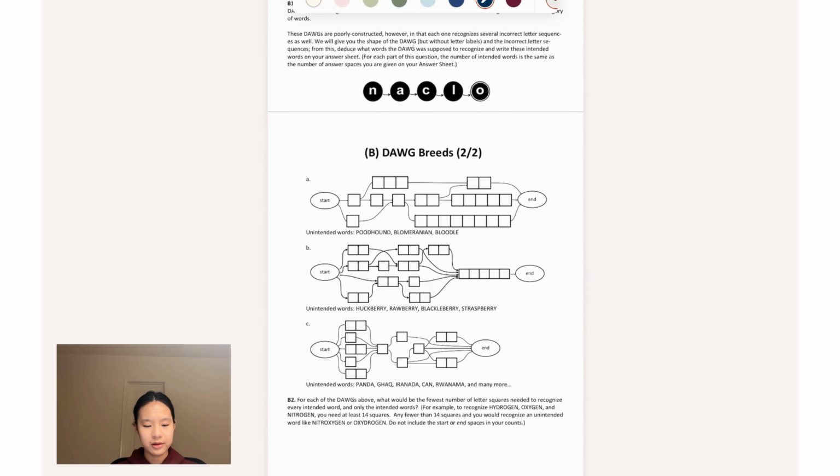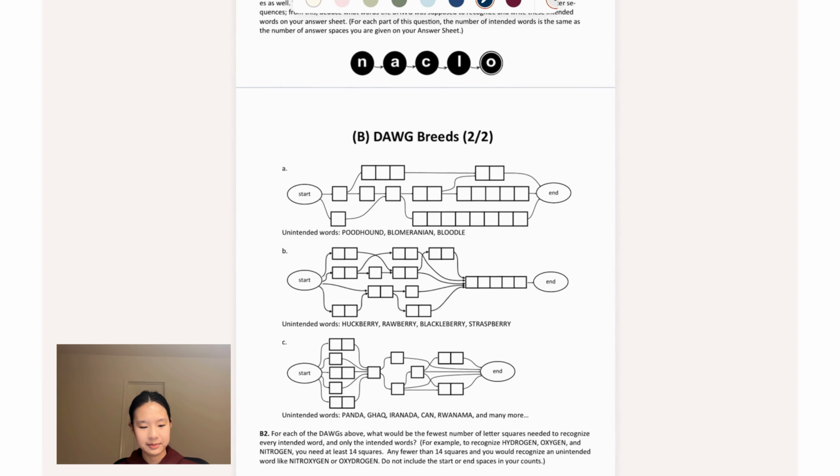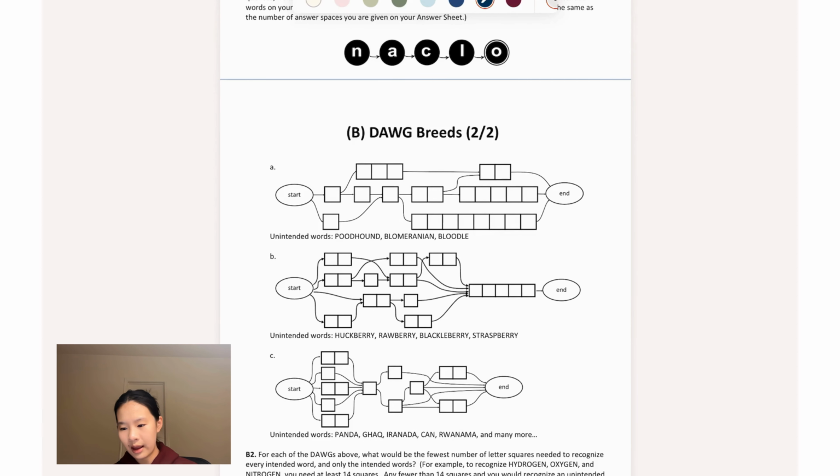Then we have to deduce what words the DAWG was supposed to recognize and write these intended words in the answer sheet. For each part of this question, the number of intended words is the same as the number of spaces that you are given in the answer sheet. For part A, you are given 4 spaces, in part B, you are given 5 spaces, and in part C, you are given 6 spaces.